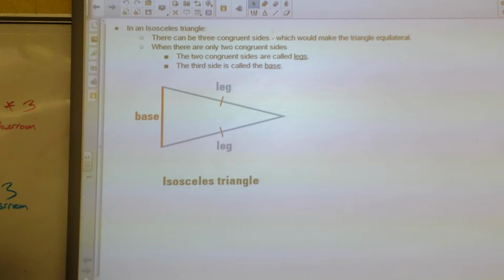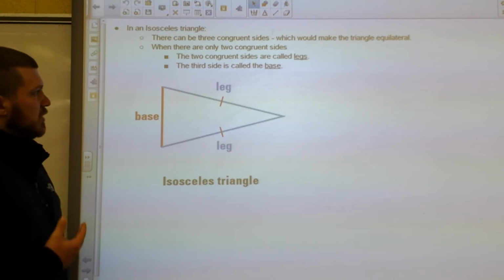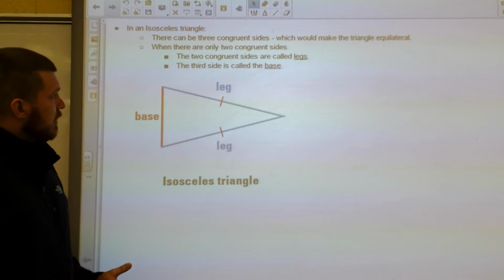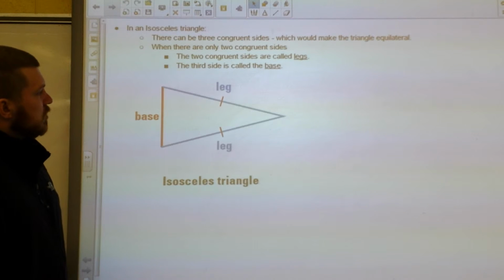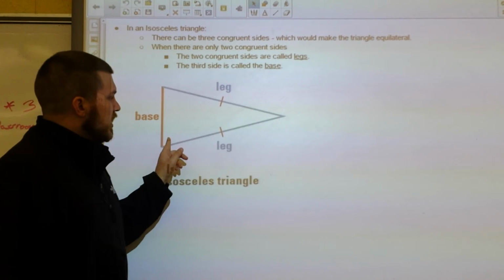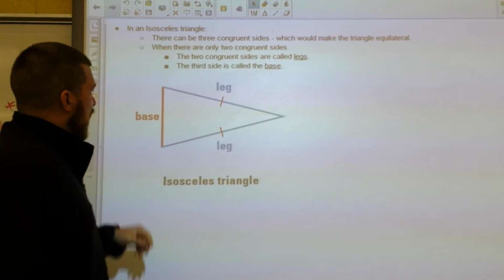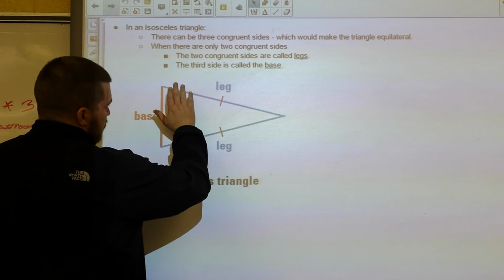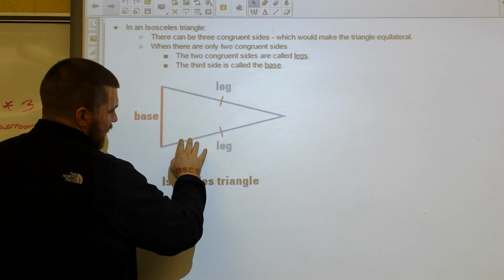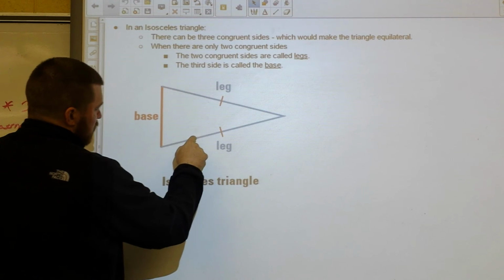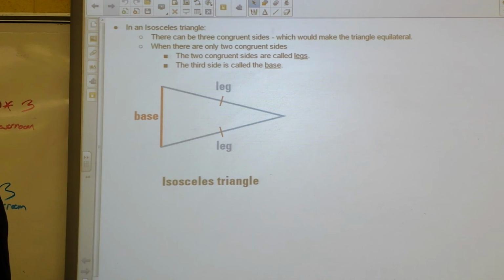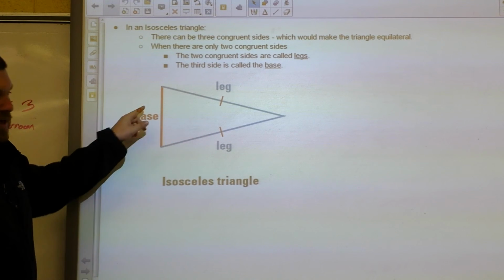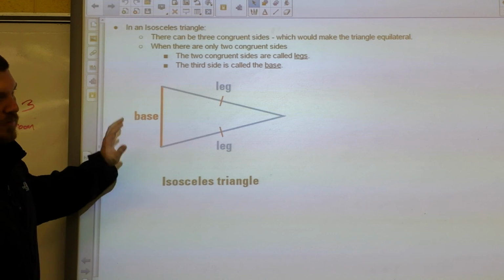In an isosceles triangle, remember we have to have two sides that are congruent. There could be three sides congruent, which would make it equilateral. When there's only two sides congruent, the congruent sides are called the legs of the triangle, and the side that's not congruent is called the base. So in this picture, the two congruent sides, the legs of the isosceles triangle, are in blue, and the side that's not congruent is called the base. Typically, we think of base as sitting on the ground, but as we can see in this picture, it doesn't have to be that way.